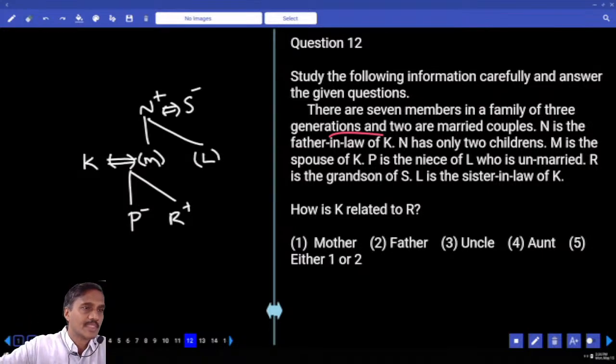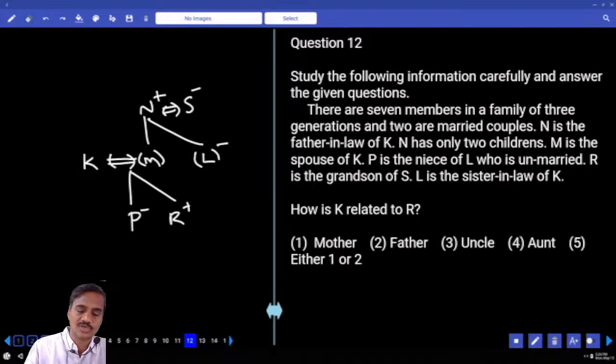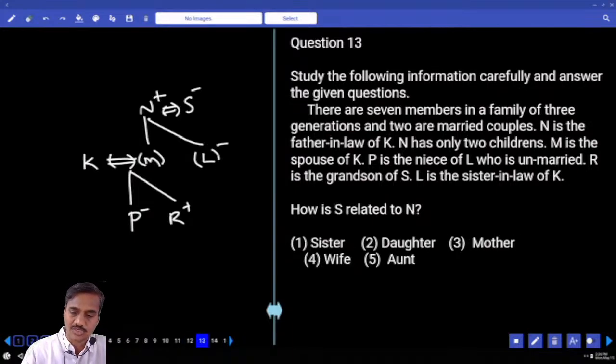S will be here, because there are 2 married couples and 3 generations. And 7 persons were completed here. And L is a sister-in-law of K. L is a female. The gender of K is not known. And how is K related to R? K can be either the father or the mother, either 1 or 2, choice fine.